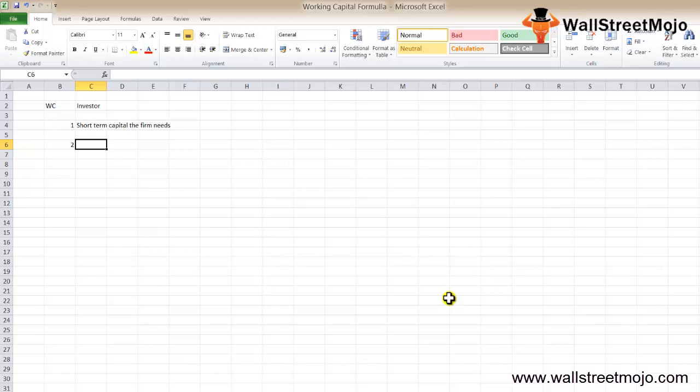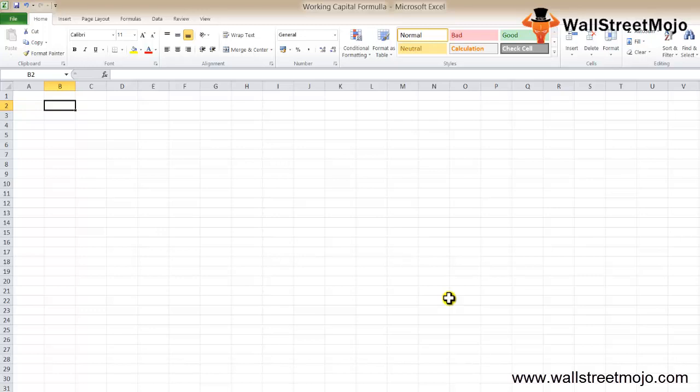Let's have a look at how you can find out the working capital formula of a company. So you can say the working capital is equal to your current assets, which includes everything, less your current liabilities. Right. Now, let's work on an example so that you get a clear idea on this particular ratio.